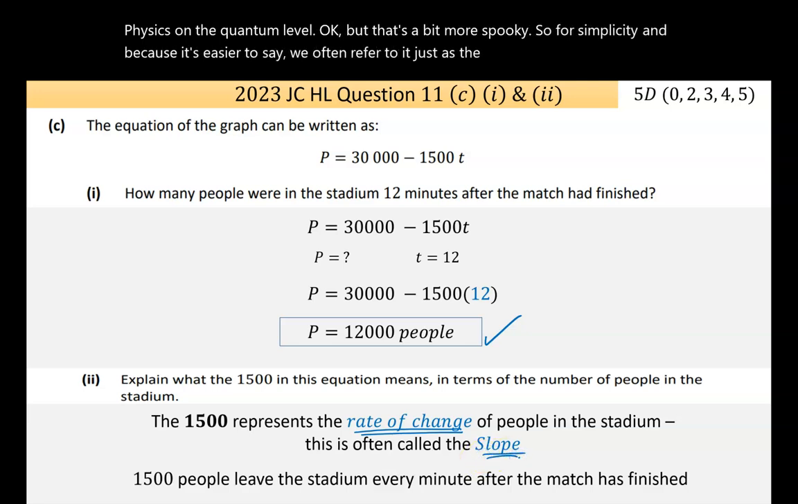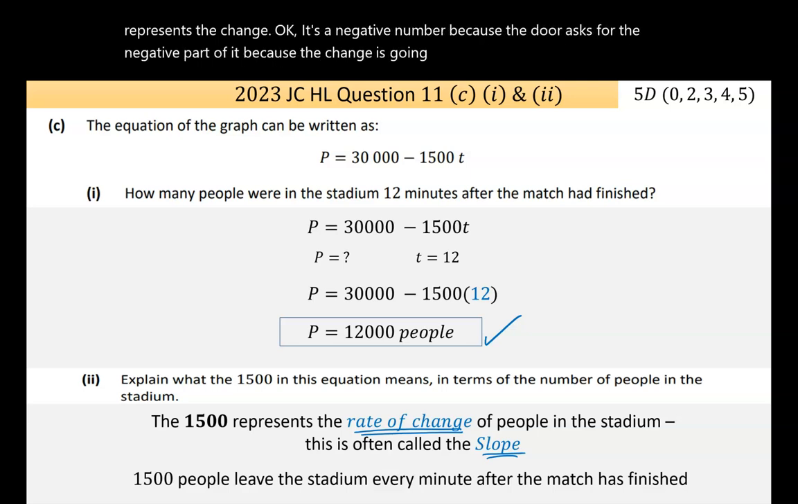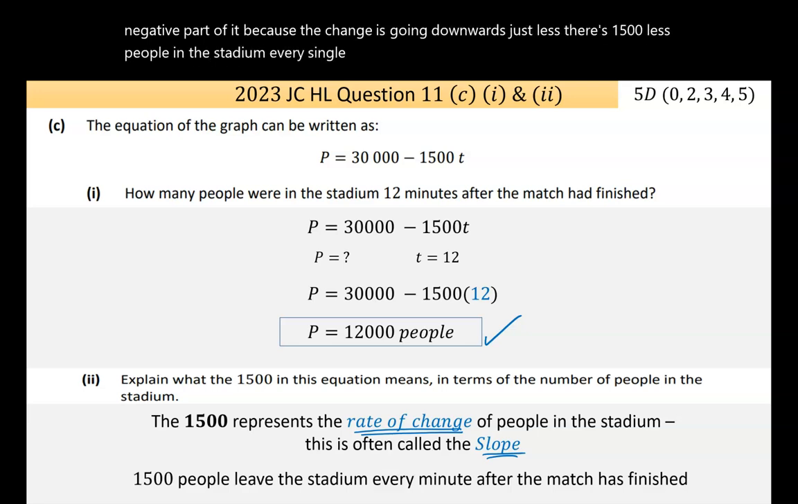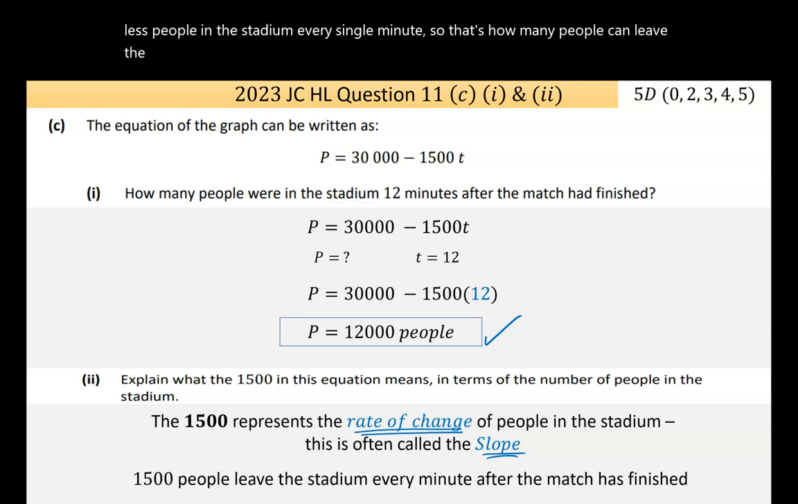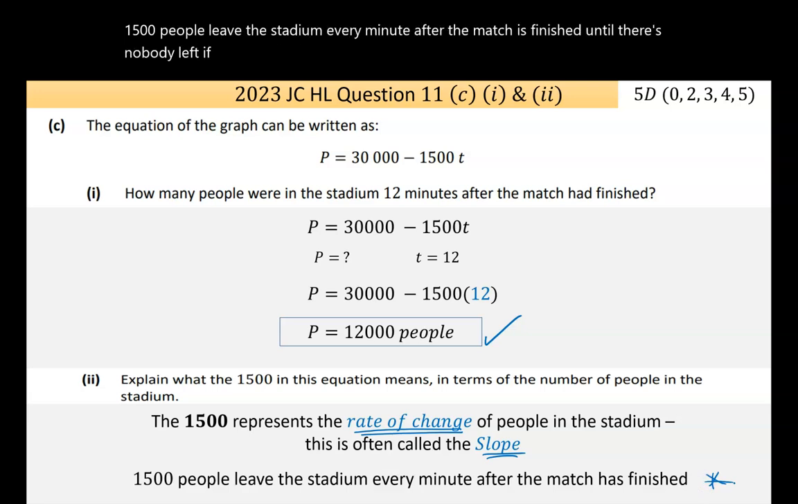Okay, so the 1,500 represents the change. It's a negative number because the change is going downwards, though they don't ask us for the negative part of it. There's 1,500 fewer people in the stadium every single minute. So that's how many people can leave the stadium. And that's what I said in the last part: 1,500 people leave the stadium every minute after the match is finished. Until there's nobody left, if you wanted to be more pedantic. But that's perfectly fine, and it's taken from the marking scheme.